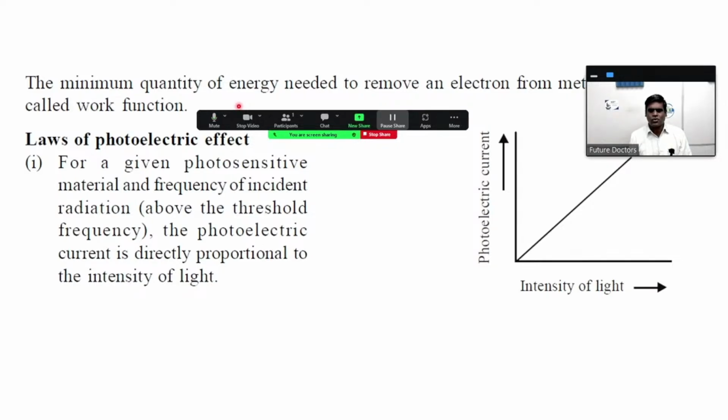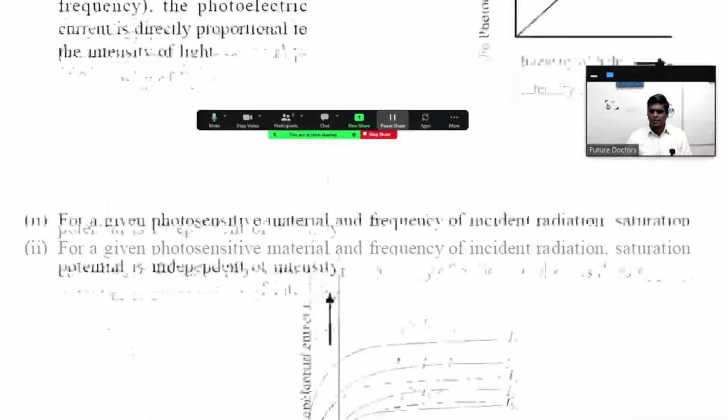For a given photosensitive material and frequency of incident radiation, that is, it should be above the threshold frequency, the photoelectric current is directly proportional to the intensity of light. This is the first law. From the graph, photoelectric current and intensity are directly proportional, which means the curve obtained is a straight line.